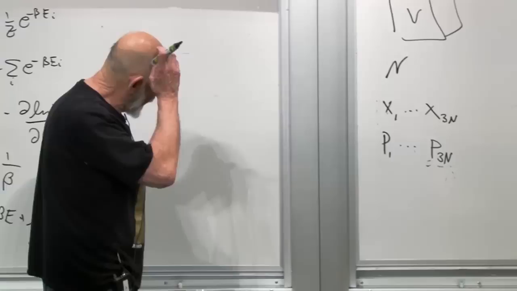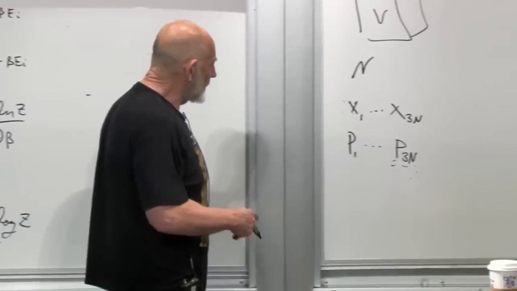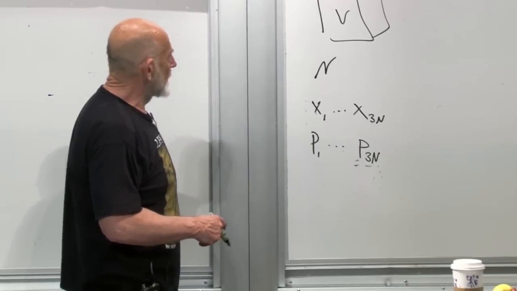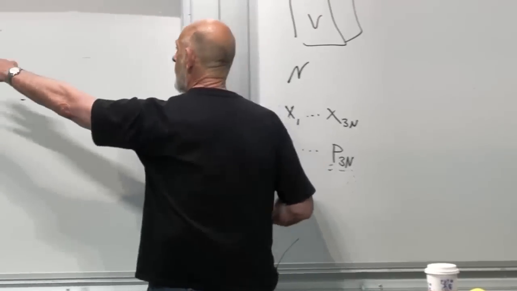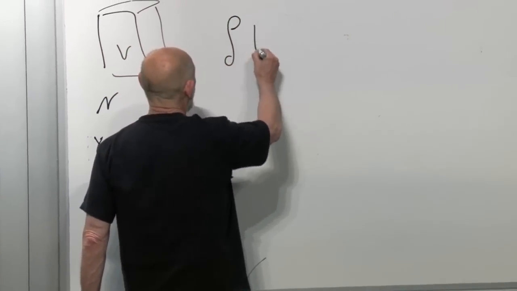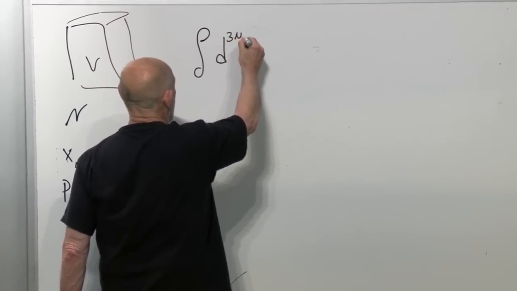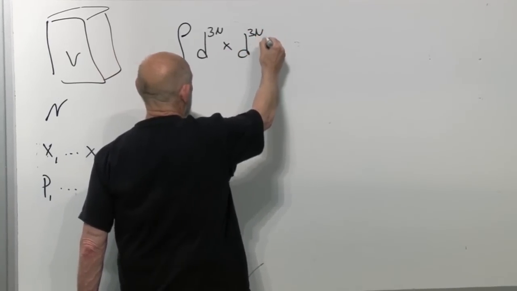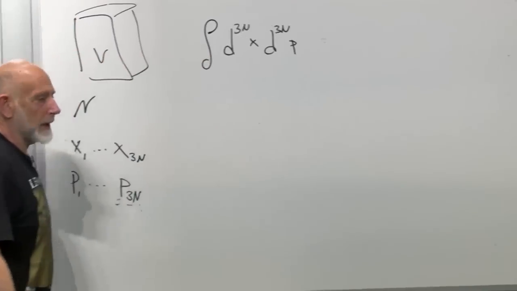I think you know how to replace an integral by a sum or a sum by an integral. So let's just do it. Instead of writing a sum over i, we write an integral over d3x_n and d3p_n, over all the x's and p's.